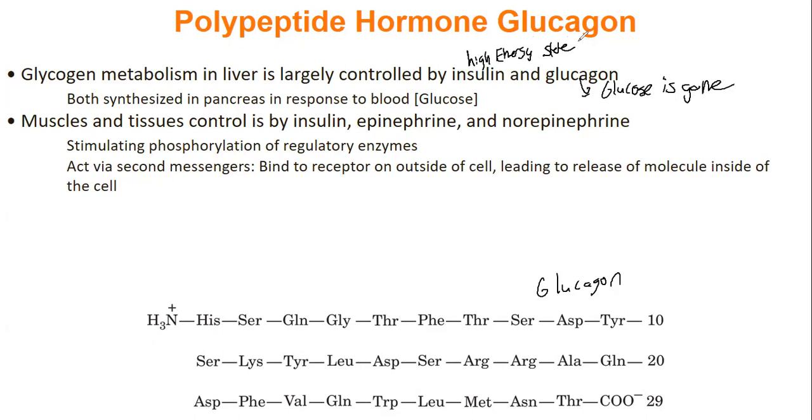This is all controlled by the pancreas, by how much glucose is available. And your muscles and other tissues respond to blood glucose by either insulin, epinephrine, or norepinephrine. Those tissues don't know how much glucose is in the blood. They rely on the pancreas to do that for them, and then they read the signal given off by the pancreas. They can do things like we talked about on Tuesday and today by phosphorylating different enzymes. They can also release molecules into the cell to start those phosphorylation chains, like that cyclic AMP we were talking about. This is all controlled by hormones.